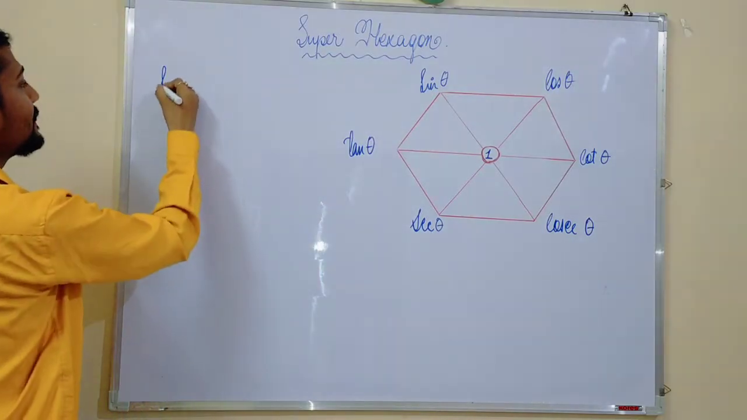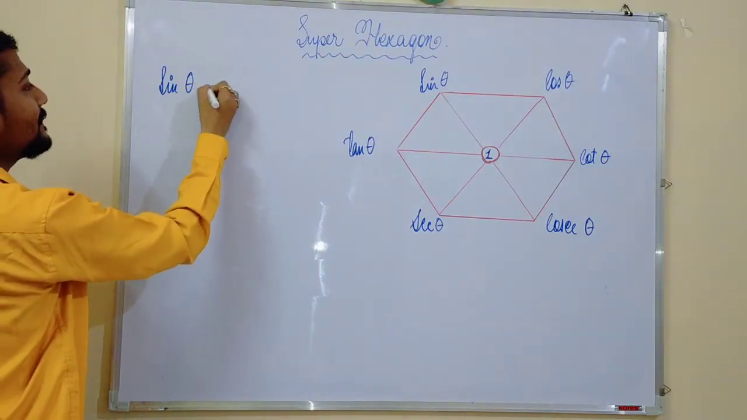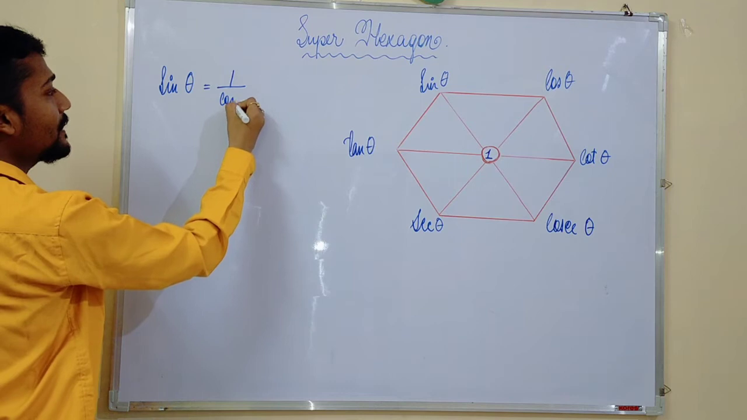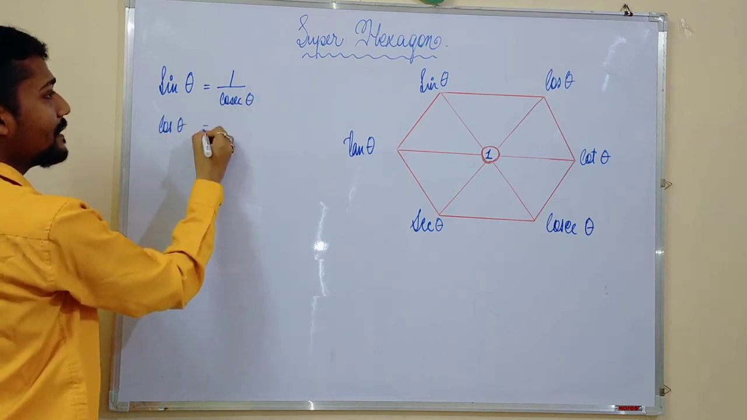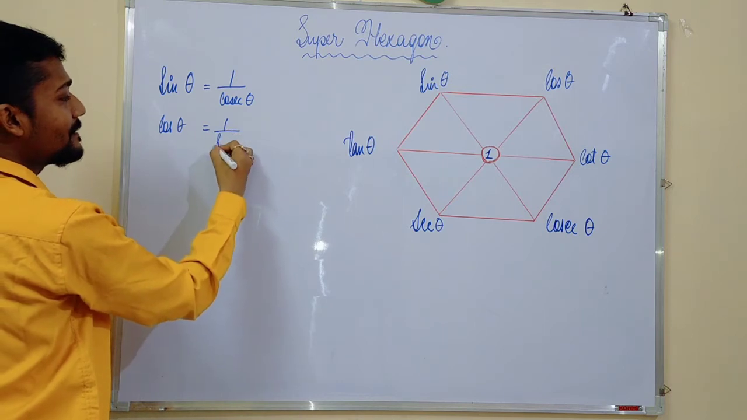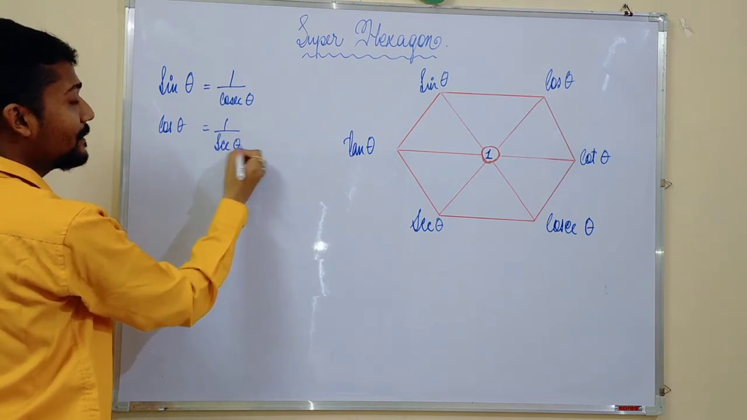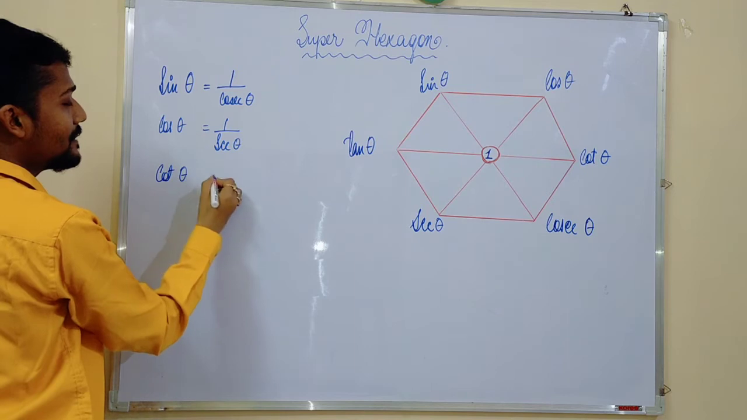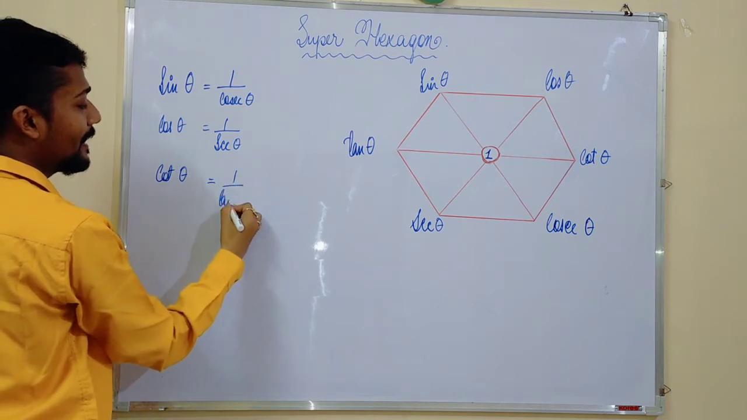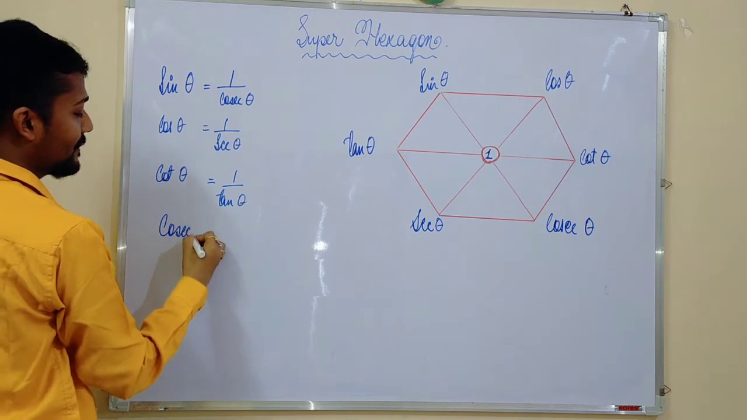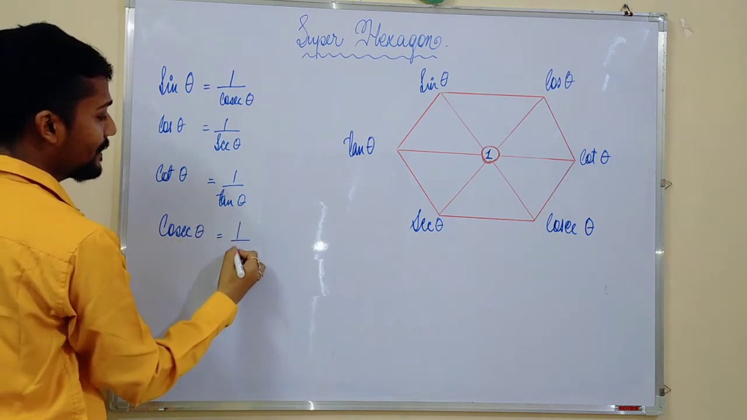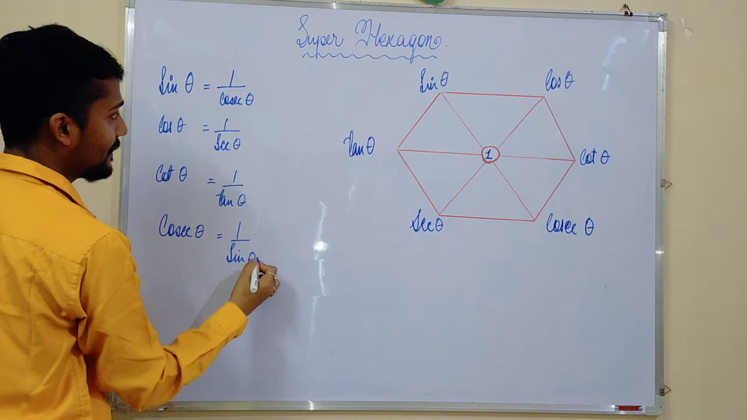That means sine theta we can write as sine theta is equal to 1 by cosec theta. Similarly, cos theta is equal to 1 by sec theta. Similarly, cot theta is equal to 1 by tan theta. Similarly, cosec theta is equal to 1 by sin theta.